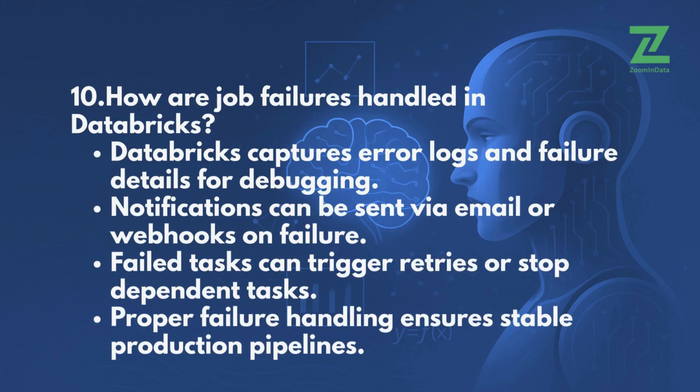How are job failures handled in Databricks? Databricks captures error logs and failure details for debugging. Notifications can be sent via email or webhooks on failure. Failed tasks can trigger retries or stop dependent tasks. Proper failure handling ensures stable production pipelines.